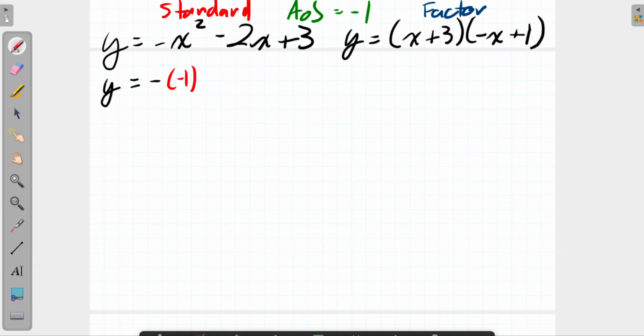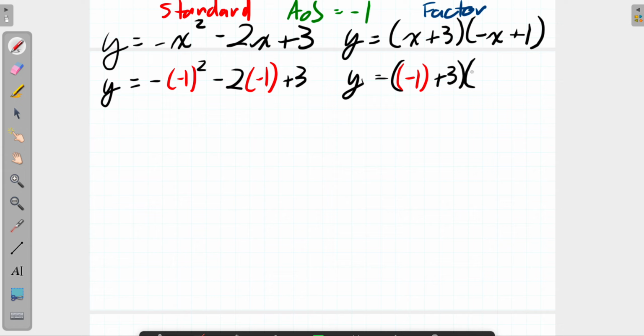Negative 1 squared. A little tricky in this scenario here. We have to really be aware of what our order of operations is. And in this one here, so I'm going to simultaneously do them. We get -1 plus 3. And again, -1. That one's a bit tricky again.